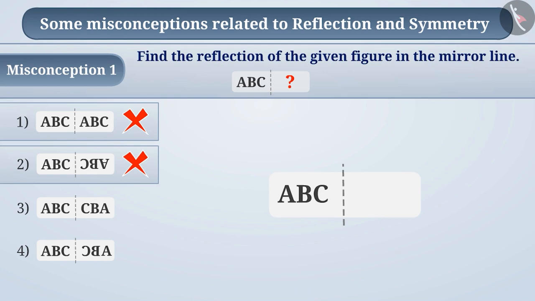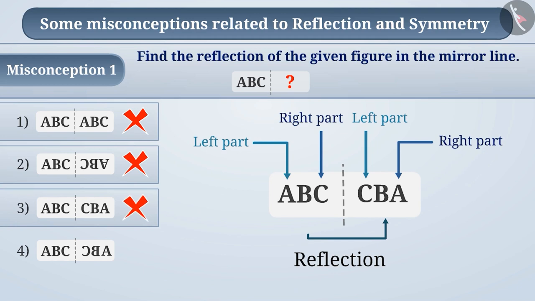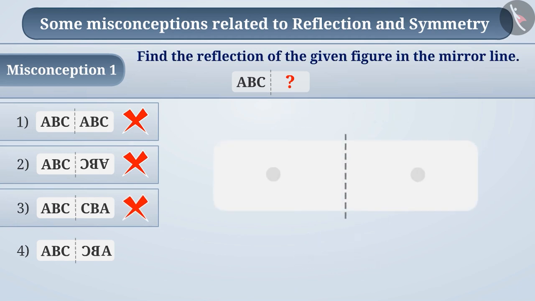Some students are well aware that the right part of the object appears to be left and the left part of the object appears to be right in the image, but they use this understanding incorrectly and they first write C, then B and then A. This gives them option 3, which is also incorrect.